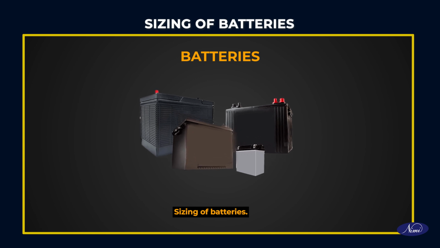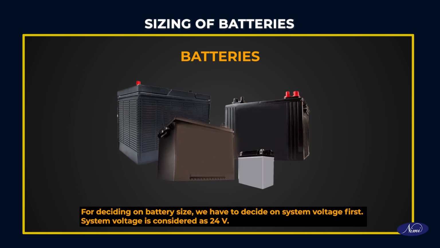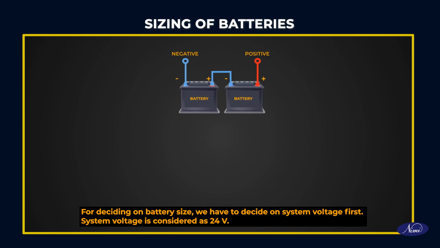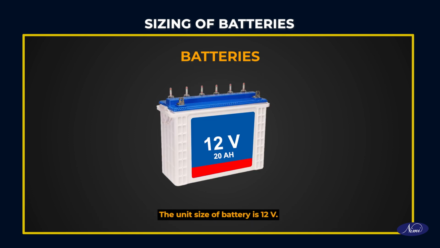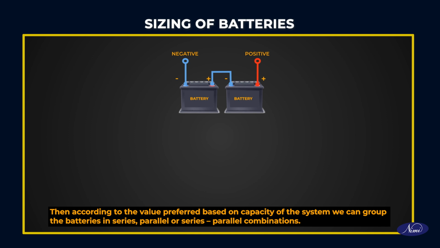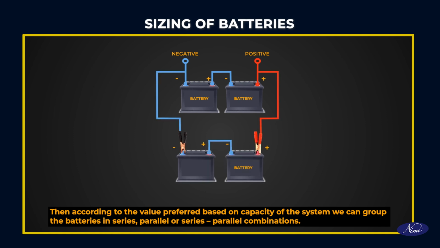Sizing of batteries. For deciding on battery size, we have to decide on system voltage first. System voltage is considered as 24 volts. The unit size of battery is 12 volts. Then, according to the value preferred, based on the capacity of the system, we can group the batteries in series, parallel, or series-parallel combinations.